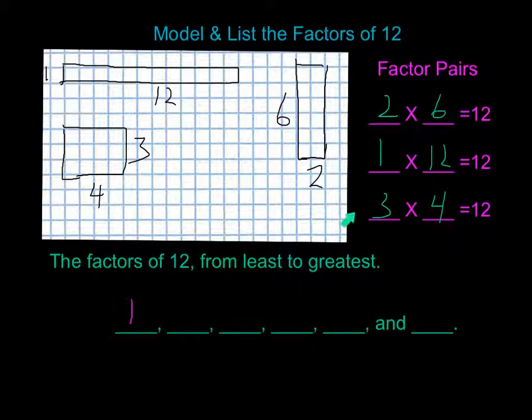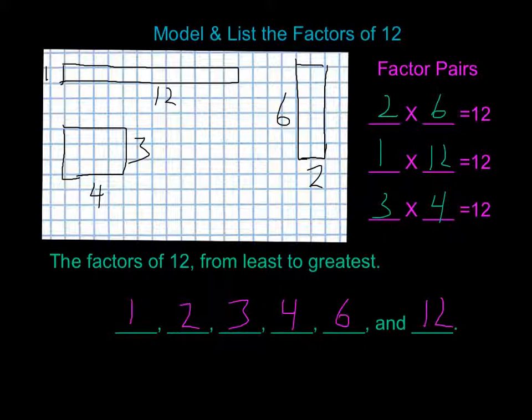If we look over here, we also have a 2. So we're going to put in our 2. We have a 3, we have a 4, we do not have a 5, but we do have a 6, we don't have a 7, we don't have an 8, we don't have a 9, we don't have a 10, we don't have an 11, but our last one is always our 12.